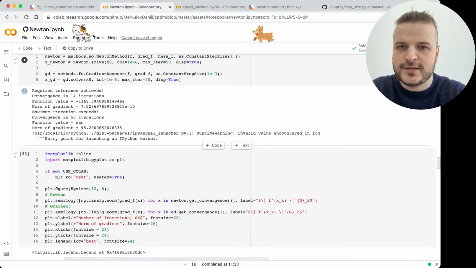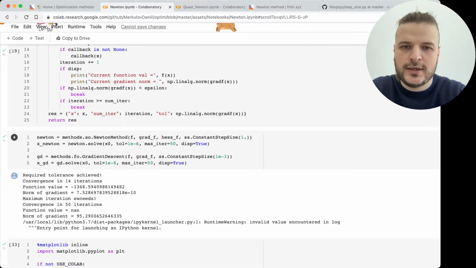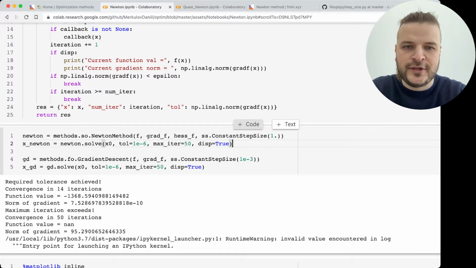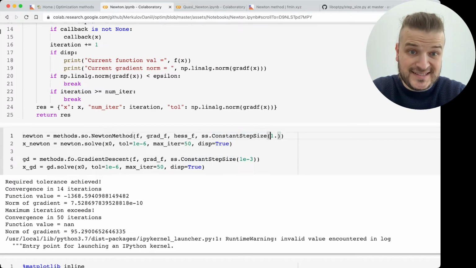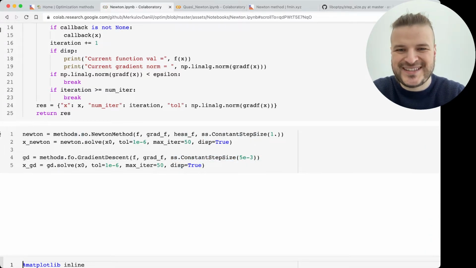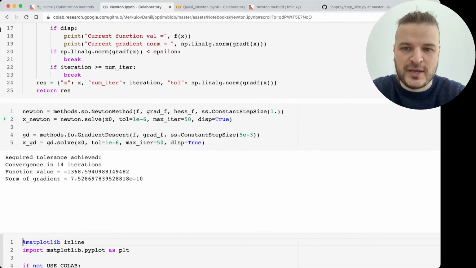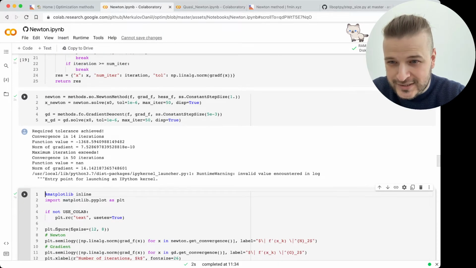Okay, I can stop at a constant step size now. For example, for the Newton method, we have a constant step size equal to 1, which stands for the vanilla Newton method. And for the gradient method, we'll set a very small step size, and we'll take a look at the behavior here.